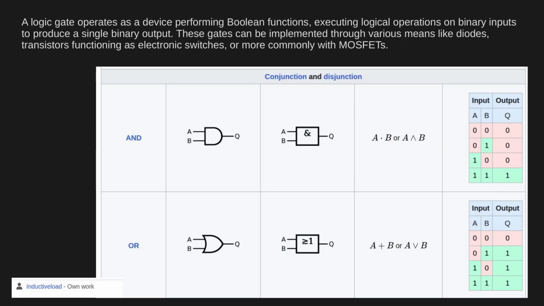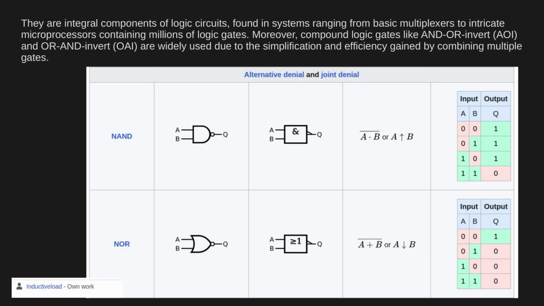A logic gate operates as a device performing Boolean functions, executing logical operations on binary inputs to produce a single binary output. These gates can be implemented through various means like diodes, transistors functioning as electronic switches, or more commonly with MOSFETs. They are integral components of logic circuits, found in systems ranging from basic multiplexers to intricate microprocessors containing millions of logic gates. Moreover, compound logic gates like AND/OR invert and OR AND invert are widely used due to the simplification and efficiency gained by combining multiple gates.